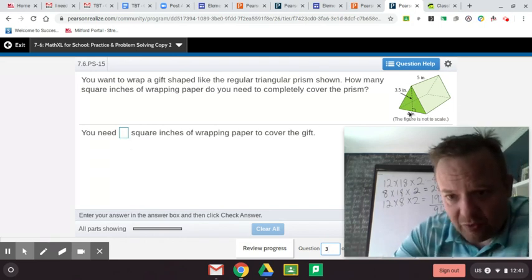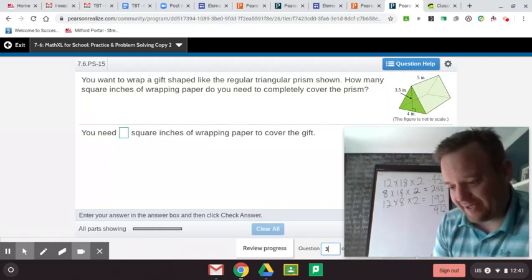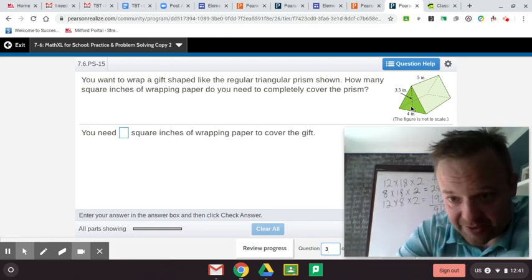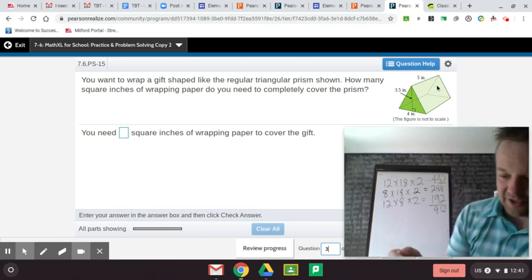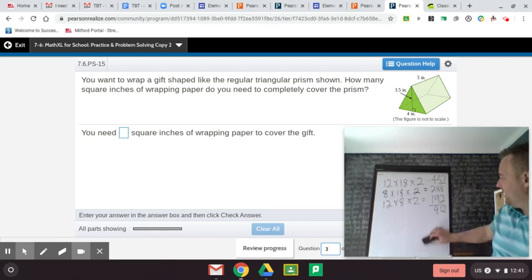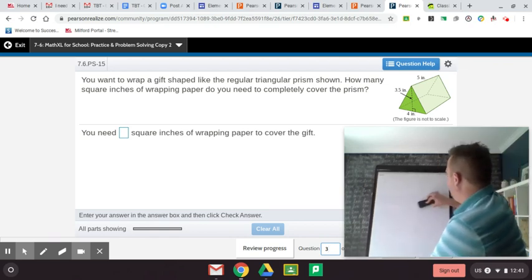So let's find the area of both these triangles. 4 times 3.5 divided by 2, and then times 2. Now, a little hack here is to just not divide by 2 and times 2. Really, 4 times 3.5 would get the total of both this triangle and this triangle, and that is 14. So this 14 I'm going to write down indicates both triangles, and that's just a little tip or trick.